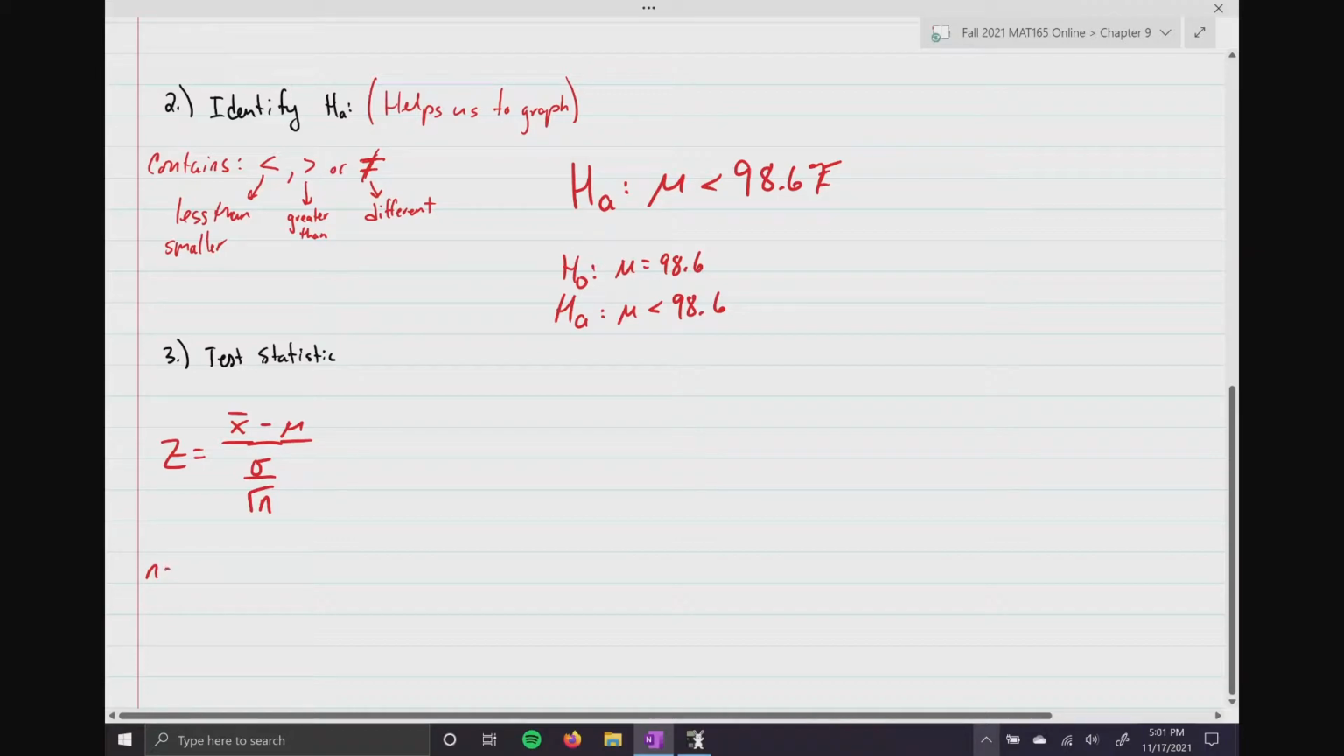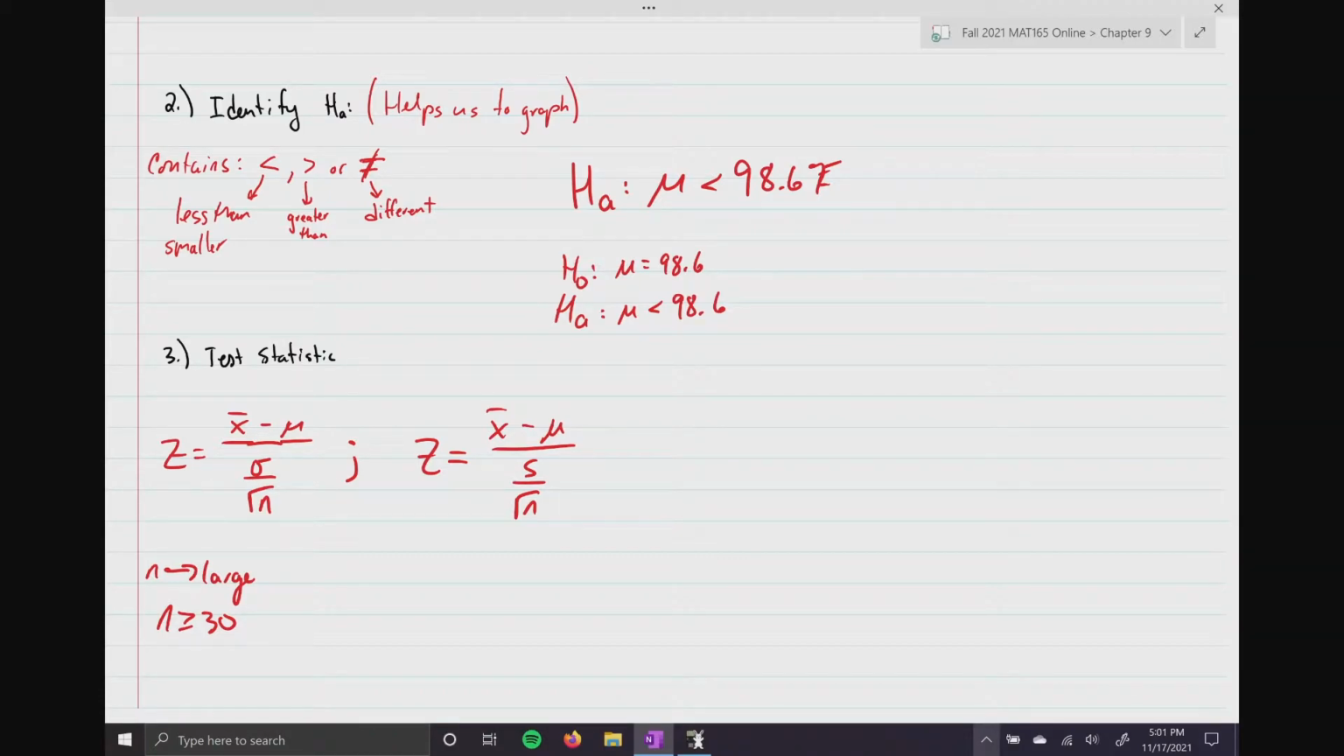However, if n is large, meaning n is greater than or equal to 30, then we can use the test statistic z equals x bar minus mu all over s divided by the square root of n. So I'm going to make sure that we have large sample sizes because that's what this section is all about. In chapter 10 is when we focus on small sample sizes. So here we go, test statistic time.